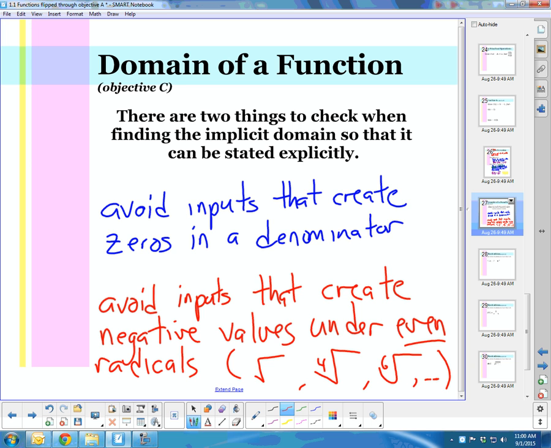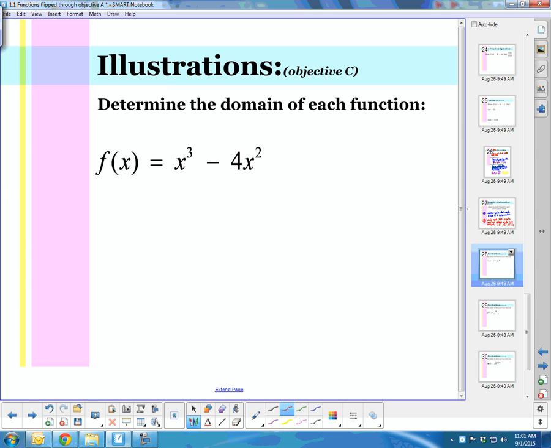So if we can avoid those two things, avoid inputs that create zeros in denominators, and avoid inputs that create negative values under radicals, knowing what we want to avoid tells us what we want to keep, and we just go from there. And it's just really some basic algebra. So we're going to just jump into 3 examples to demonstrate that right now. So here's our first illustration. Determine the domain of each function.